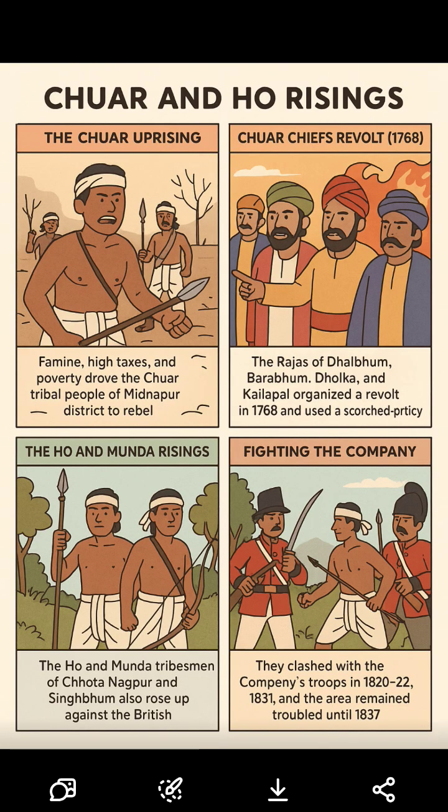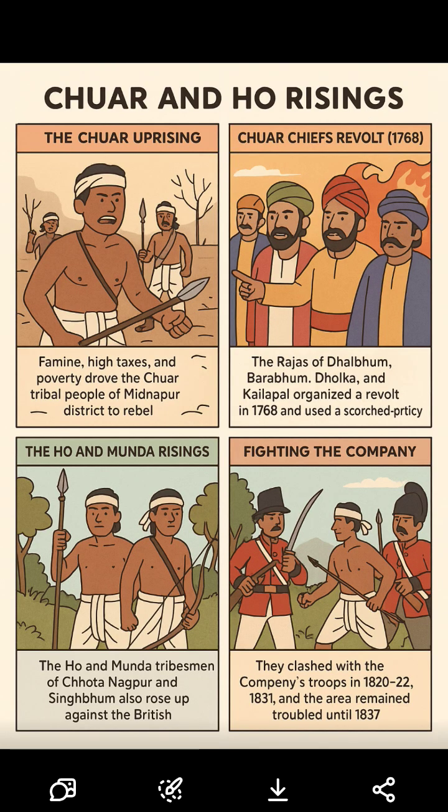Part 2, Ho and Munda Rebellions, Chota Nagpur Plateau. Who were the Ho and Munda tribes? The Ho and Munda were major tribal groups living in the Chota Nagpur Plateau, especially in Singhbhum and Ranchi areas, modern-day Jharkhand. Like the Chuars, they were independent forest tribes, with their own social systems, tribal chiefs, and customary laws. They did not accept outside rule easily.